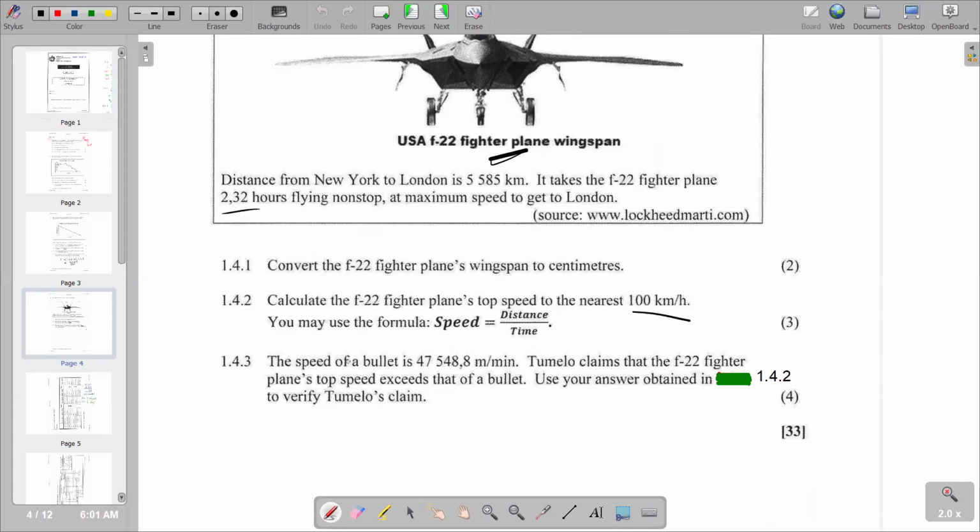Then you go to the next part of our question, which is obviously the last part, to say the speed of a bullet is 47,548.8 meters per minute. Tumelo claims that the F-22 fighter plane's top speed exceeds that of a bullet. Use your answer obtained in 1.4.2 to verify Tumelo's claim. So we want to verify or prove if this speed that we found in 1.4.2 is more than this speed when we convert to meters per minute. So basically, we are going to convert our answer to meters per minute.